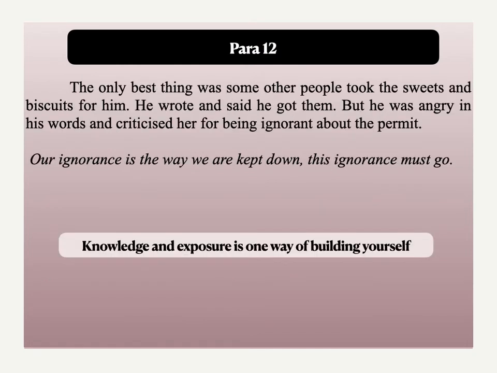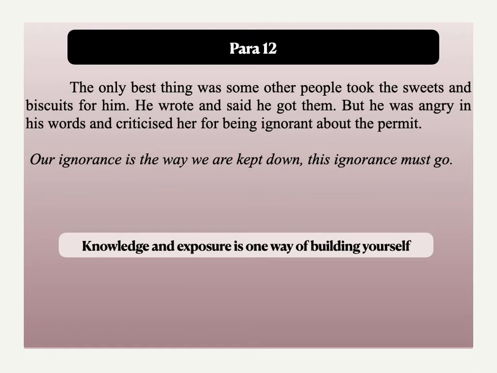Moving on to para 12, the only good thing was that some other people took the sweets and biscuits for him. They had carried a lot of things for this man, but they could not go. These things were taken by other people and handed over to him. He wrote and said, remember, they used to write letters, he wrote and said he got them. But he was angry in his words and criticized her for being ignorant about the permit. Look at the ideology of this man. He becomes angry because this woman was ignorant about the permit. Now he says, this is again a textual line, our ignorance is the way we are kept down.